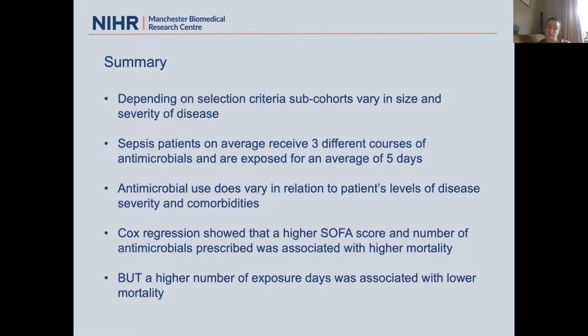The Cox regression showed that a higher SOFA score and number of antimicrobials prescribed was associated with higher mortality, but a higher number of exposure days was associated with lower mortality.